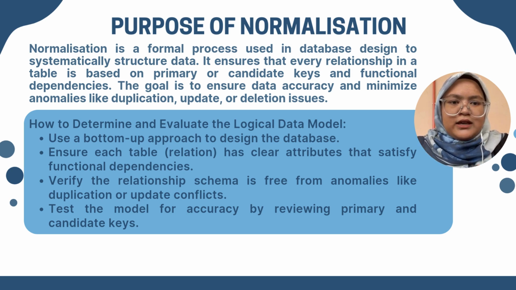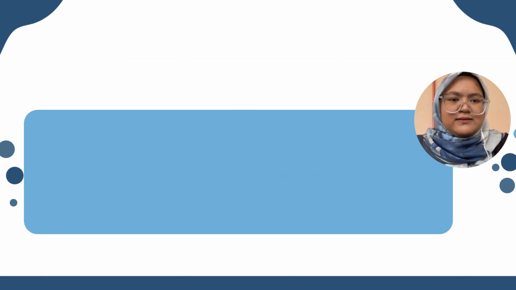How to determine and evaluate the logical data model? First, use a bottom-up approach to design the database. Next, ensure each table, which is a relation, has clear attributes that satisfy functional dependencies. Next, verify the relationship schema is free from anomalies like duplication or update conflict. The last one is to test the model for accuracy by reviewing primary and candidate keys.